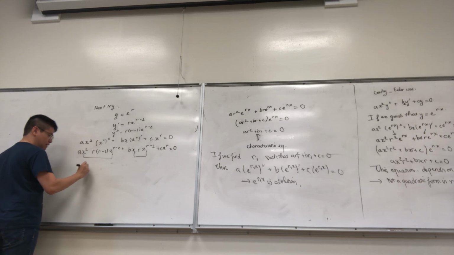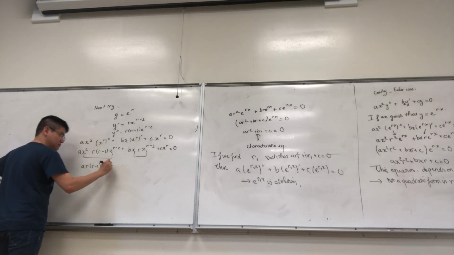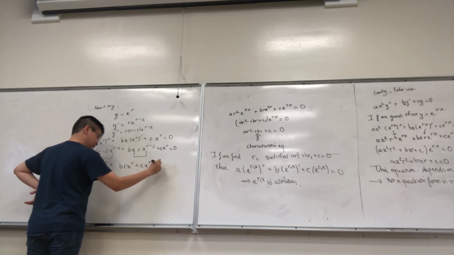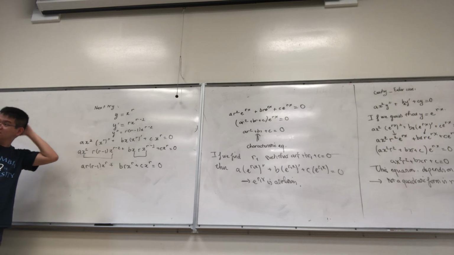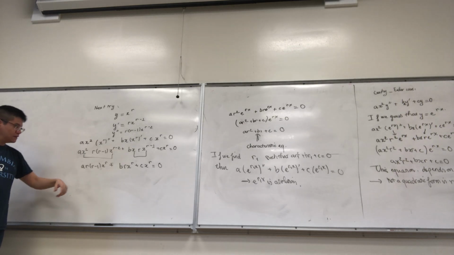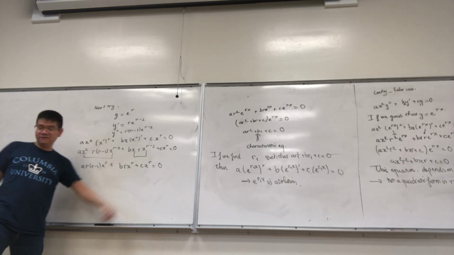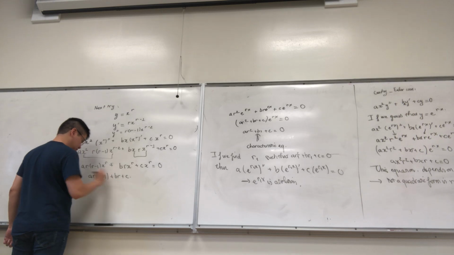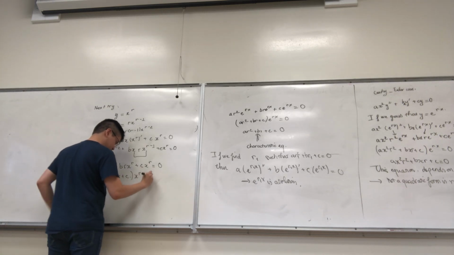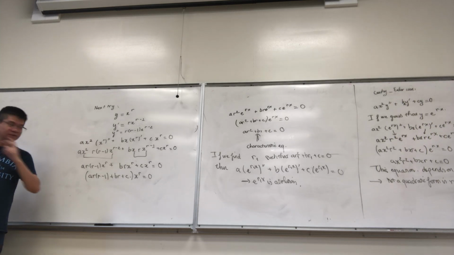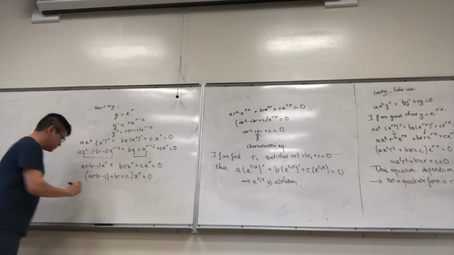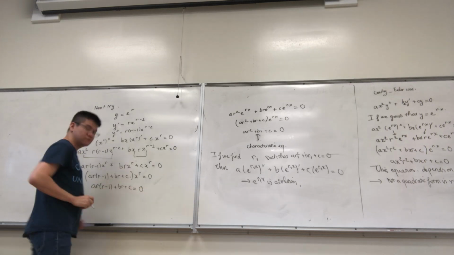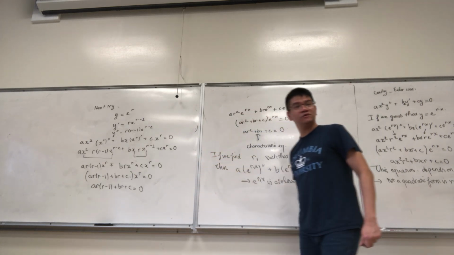So I get r times r minus 1 x to the r plus b r x to the r plus c x to the r, and this is 0, right? It's clear? Now I can group all of the x to the r outside. So this gives me r times r minus 1 plus br plus c, times x to the r, and this is 0. I can divide by x to the r, because then r times r minus 1 plus br plus c is 0. And this is the characteristic equation that we wrote down.